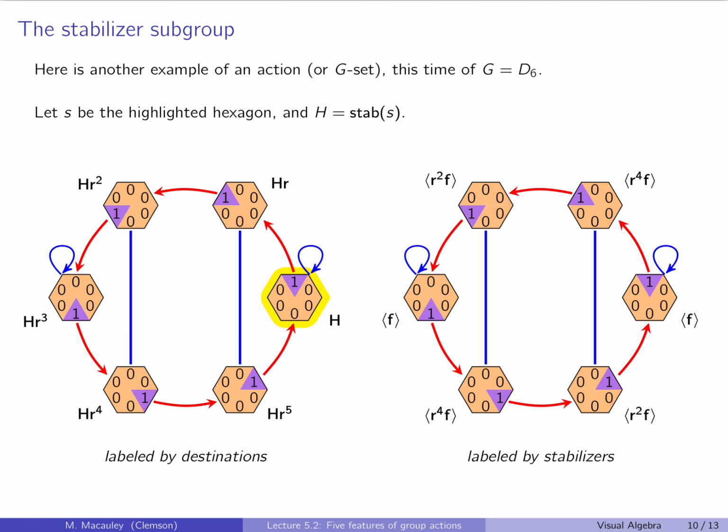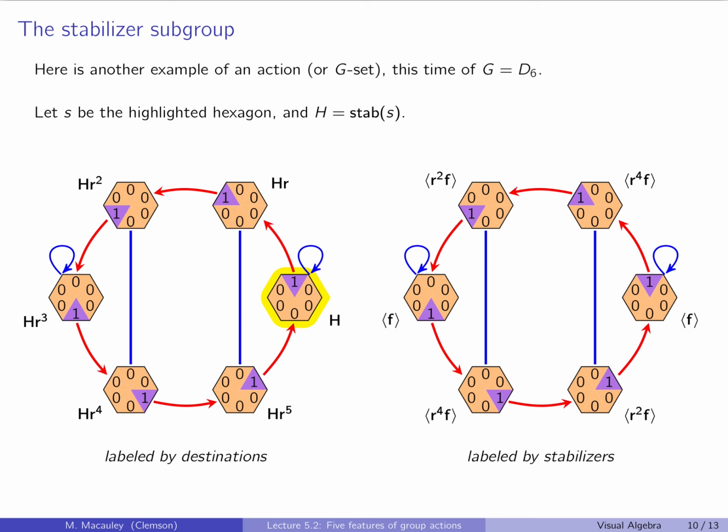Here's another example of an action, or a G-set, that I will return to in this chapter as well. This time the group is the dihedral group D6, and our set consists of six so-called binary hexagons, these six right here. Let little s be the highlighted hexagon, and let's denote the stabilizer by H.